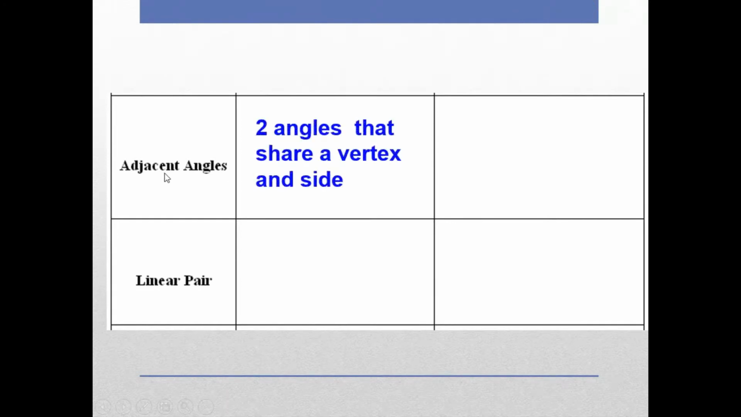Adjacent angles are just angles that are next to each other. They share a vertex and a side. So any pair of angles that are next to each other are adjacent. It doesn't mean that they have any other relationship, however.